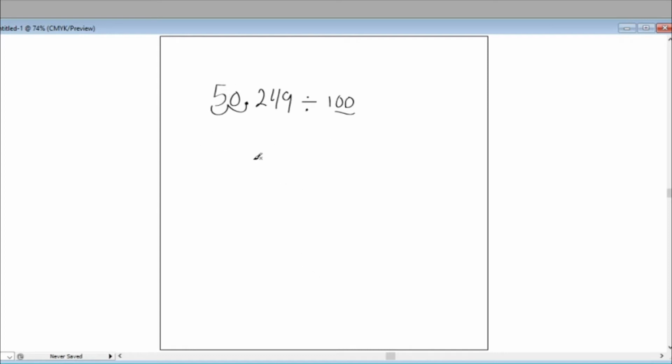So when I move it 2 times, I get 50249, but the decimal is over here in front of the 5. So 0.50249. Okay?